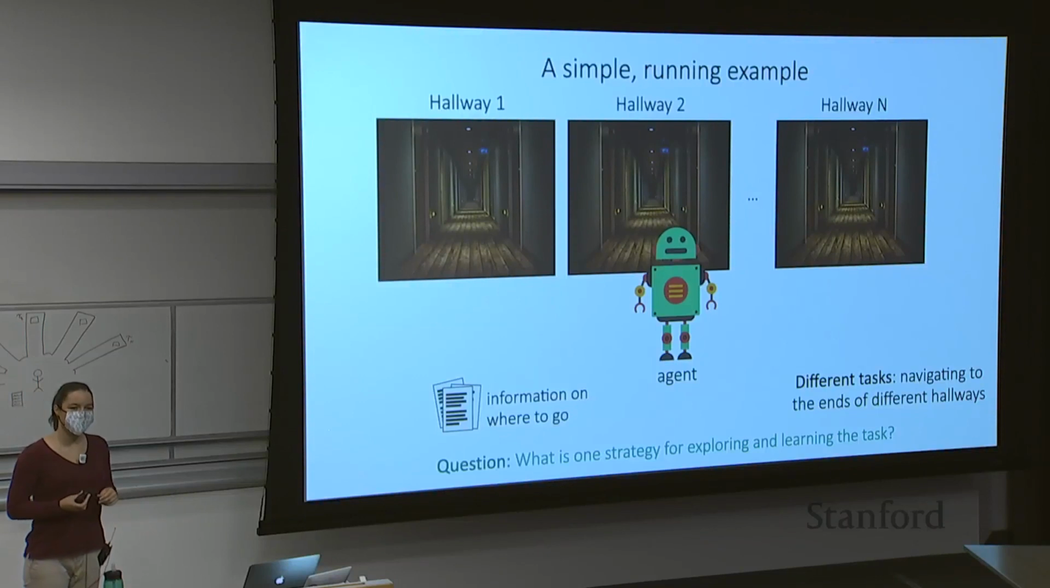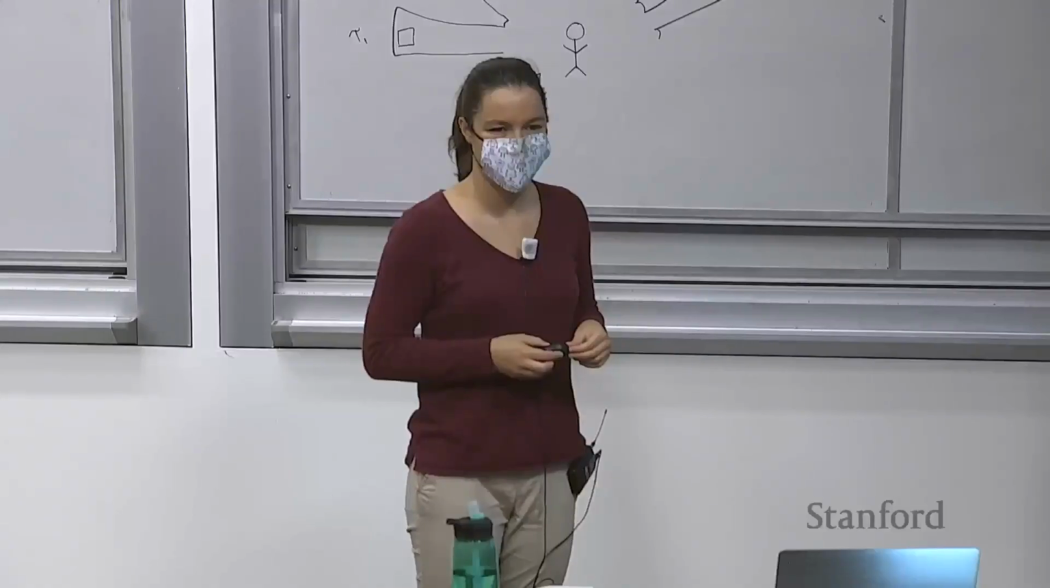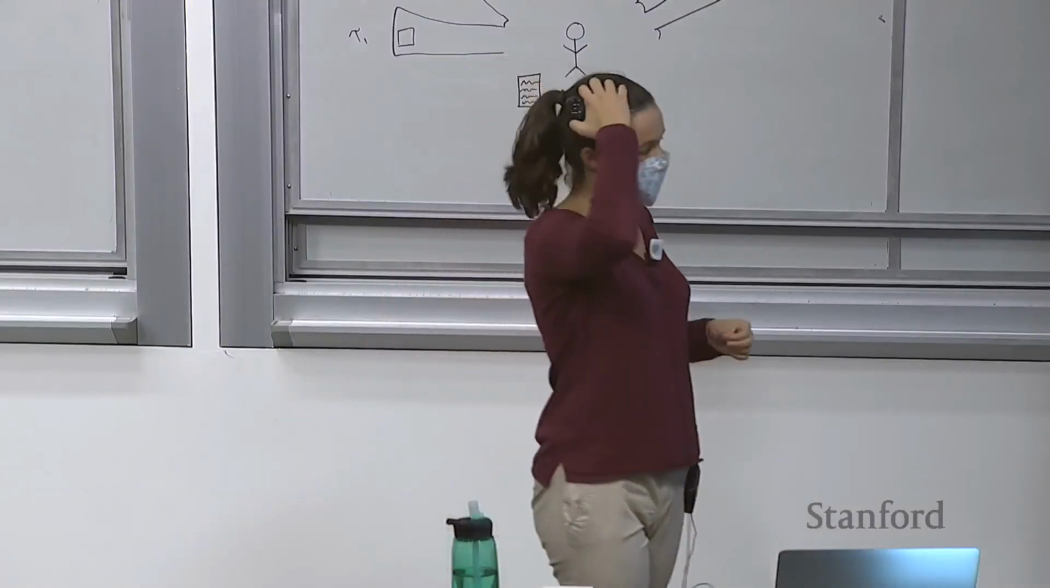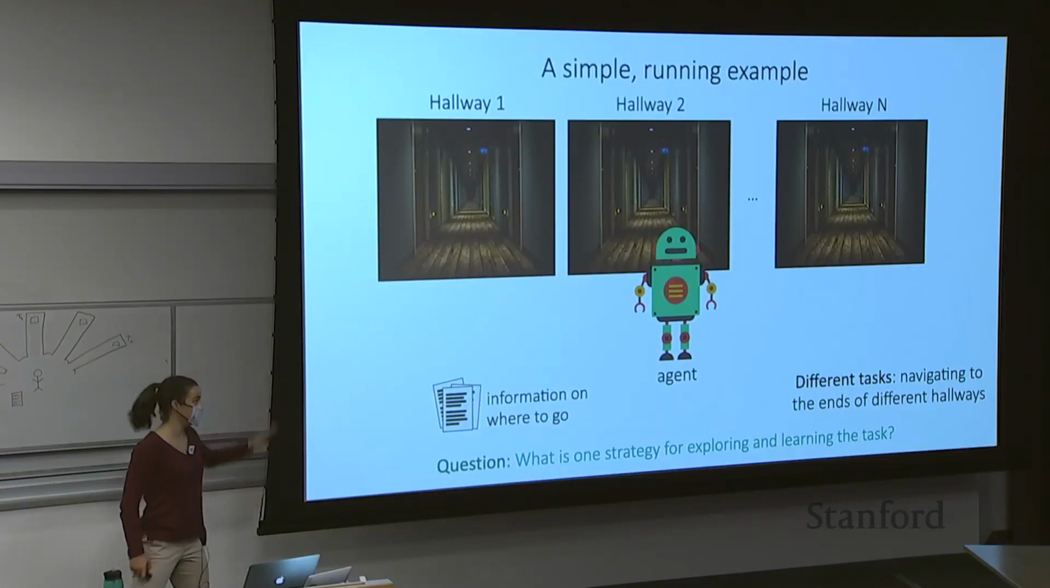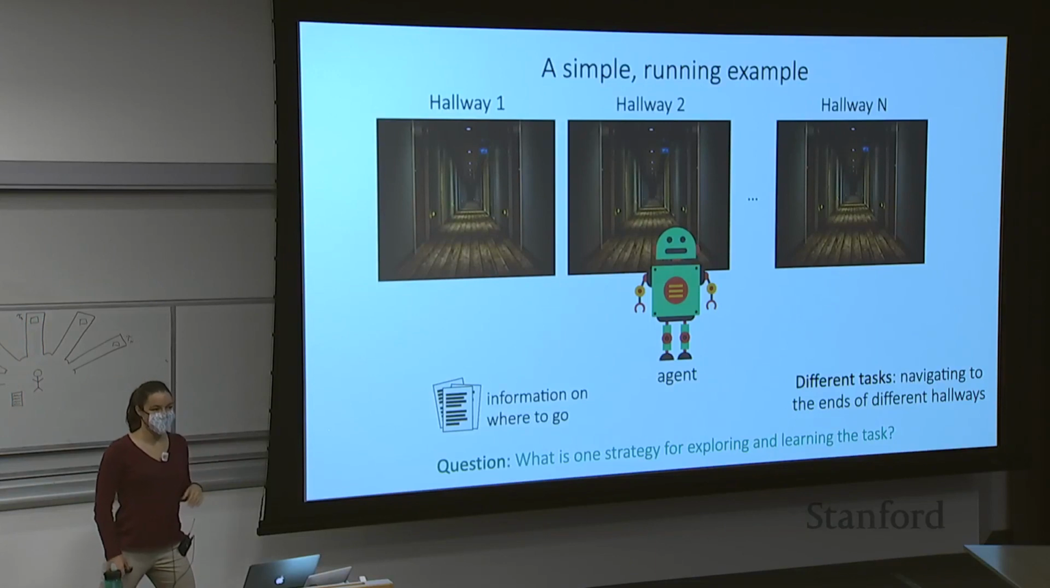Does anyone have thoughts on what some strategies are for exploring and learning a new task? Yeah, so one thing that you could do is you could try to find the sheet of paper on the ground, read it, and use that to figure out where to go. And then if you can effectively read what's on the paper, then you could just go there directly. Another strategy would be, if you don't know how to read, you could basically just go down all of the hallways until you find the hallway that gives you a reward. So these are two effective strategies. And those are, I think, the only two effective strategies for solving this problem.